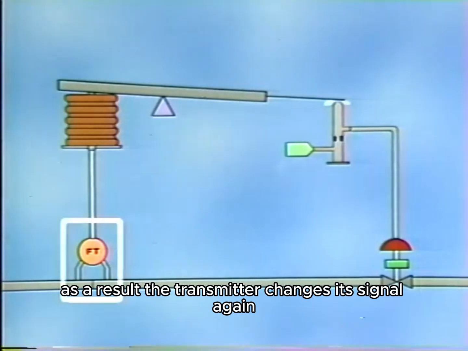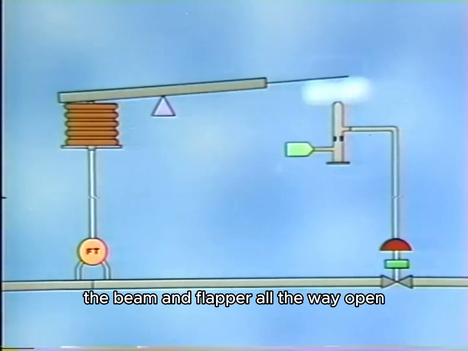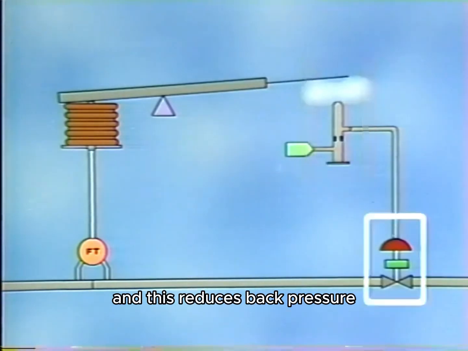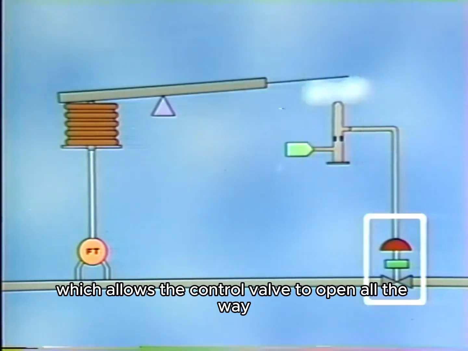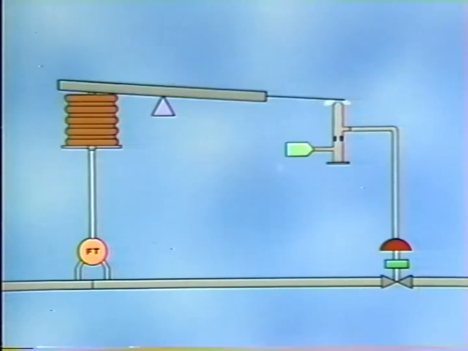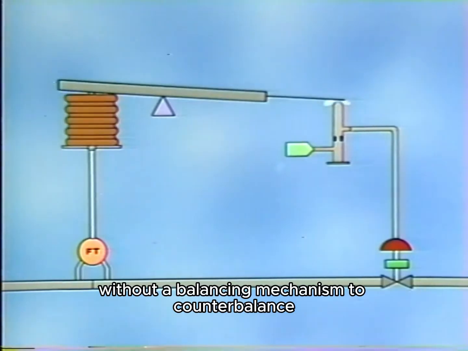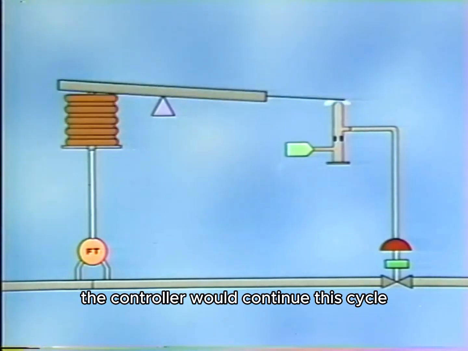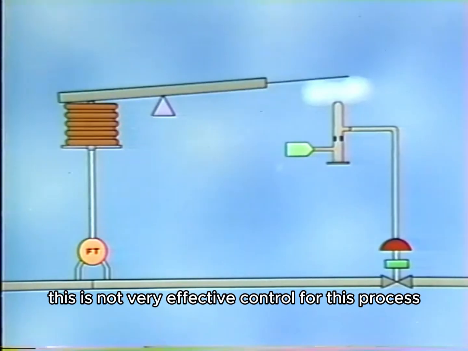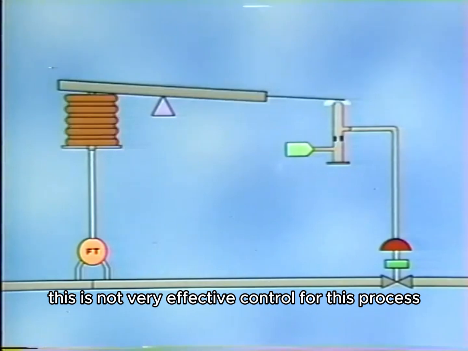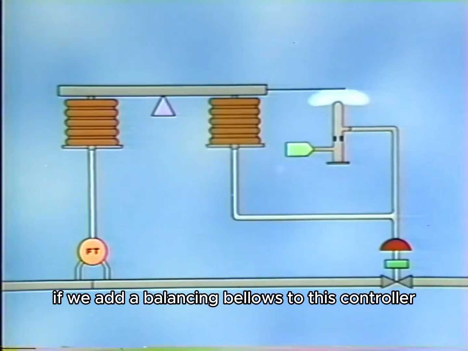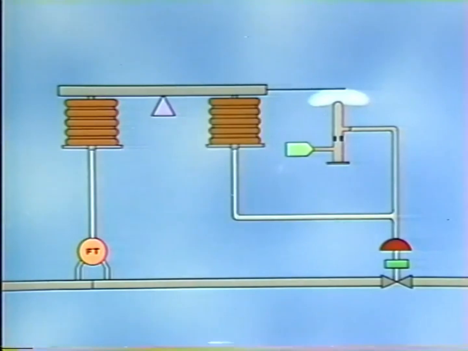As a result, the transmitter changes its signal again, causing the bellows to pivot the beam and flapper all the way open. Now, this reduces back pressure, which allows the control valve to open all the way. Without a balancing mechanism to counterbalance this controller action, the controller would continue to cycle. Now, needless to say, this is not very effective control for this process. Well, let's see what happens if we add a balancing bellows to this controller.